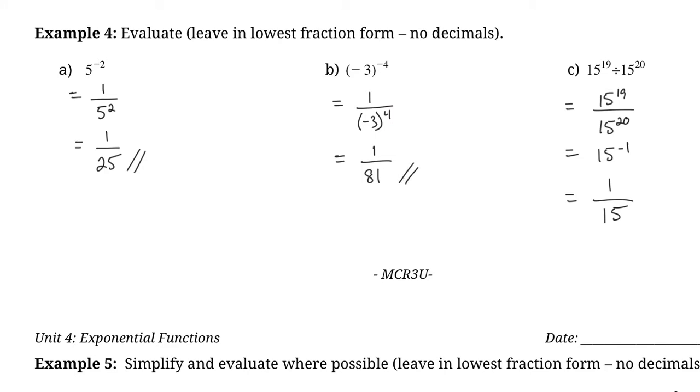And in the next one, I just rewrote this as a fraction. So we have 15 to the power of 19 divided by 15 to the power of 20. And since we have the same base, we can subtract our exponents. So 19 minus 20 is just a negative 1. And rewriting 15 to the power of negative 1 with a positive exponent, you'll just get 1 over 15.